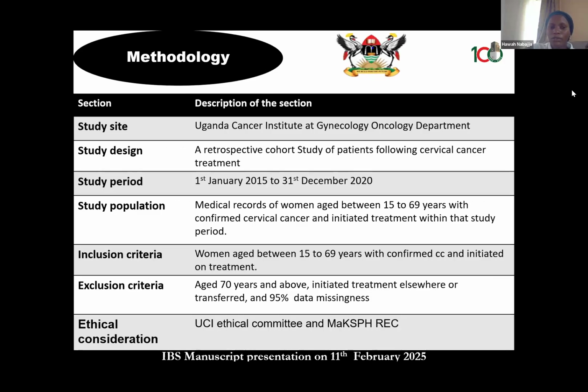When I go to study methodology, you look at this: the study was carried out at Uganda Cancer Institute, because it's the only institute that has the mandate to carry out any cancer-related research, treatment or diagnosis. This was a retrospective cohort study whereby patients following cervical cancer treatment at the UCI, that is Uganda Cancer Institute, between the year 2015 to 2020 were considered.